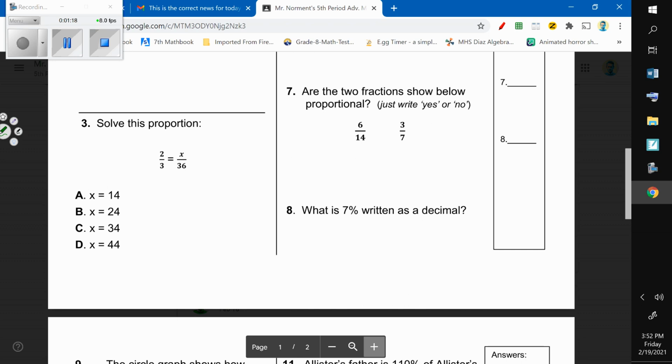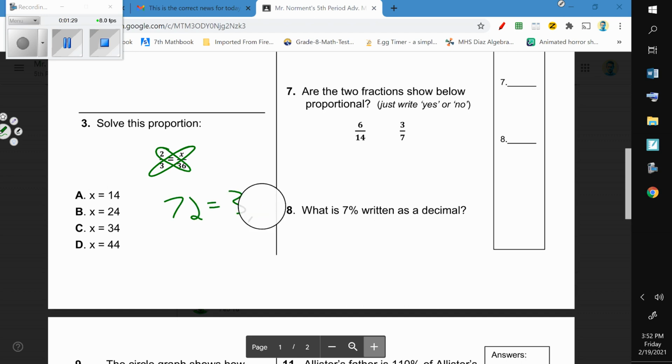Number 3, solve this proportion. So here's the proportion. You're going to cross multiply and then divide. You take 72 divided by 3, you're going to get your answer. Or 3 times what equals 36? Multiply 2 times the same thing. You can also get your answer. It's going to be 14, 24, 34, or 44.